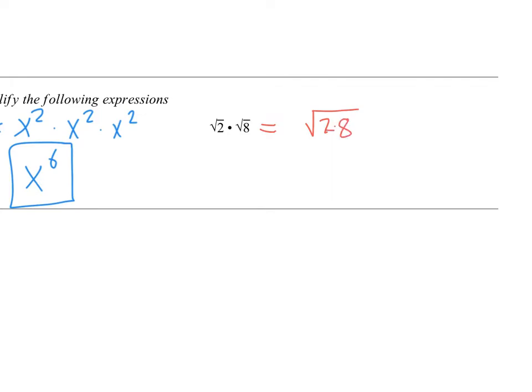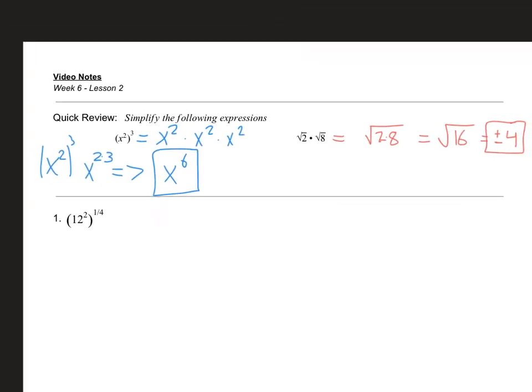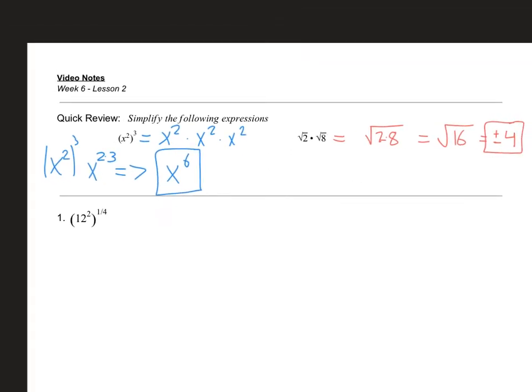And then I can actually do 2 times 8 inside of that. So I have the square root of 16, and we all know the square root of 16 is plus or minus 4. Really simple. When they're separate square roots like that, we can combine and we can simplify, right? But only if they're the same exact roots, right?